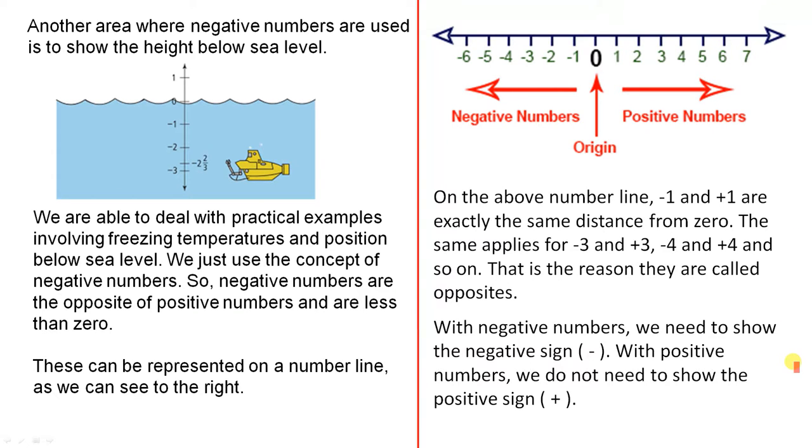With negative numbers, we need to show the negative sign. So anytime we're dealing with a negative number, we must show that sign. With positive numbers, we do not need to show the positive sign. So you can just write 6 or 9 or 11. You don't have to write plus 6, plus 9 or plus 11 when you are dealing with positive numbers.